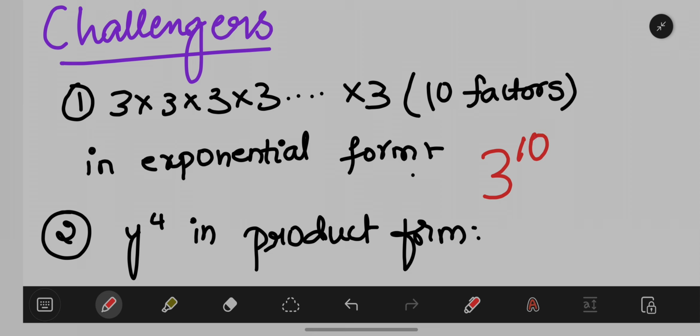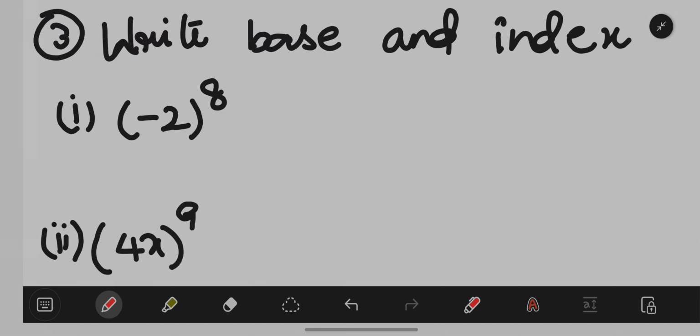That's it. Second question, y power 4 in product form. So y is multiplied 4 times. That is the information you understand from this, right? So y into y into y into y. That's it. Very simple.